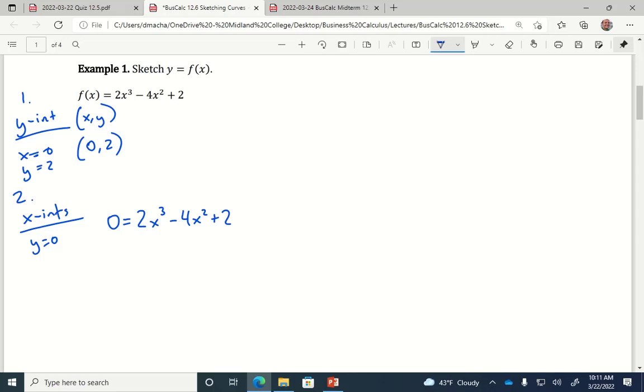But we can try. We can have a go at it. I noticed that everything's multiplied by 2 on the right-hand side, but if I were to divide everything by 2, that's really easy to do, right? So let me divide everything by 2. 0 divided by 2 is 0. 2x cubed divided by 2 is x cubed. Negative 4x squared divided by 2 is negative 2x. And then 2 divided by 2 is 1. A little bit easier.